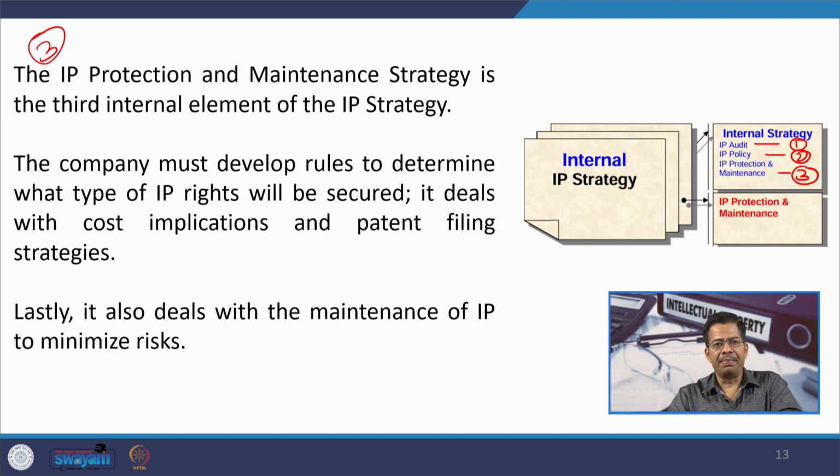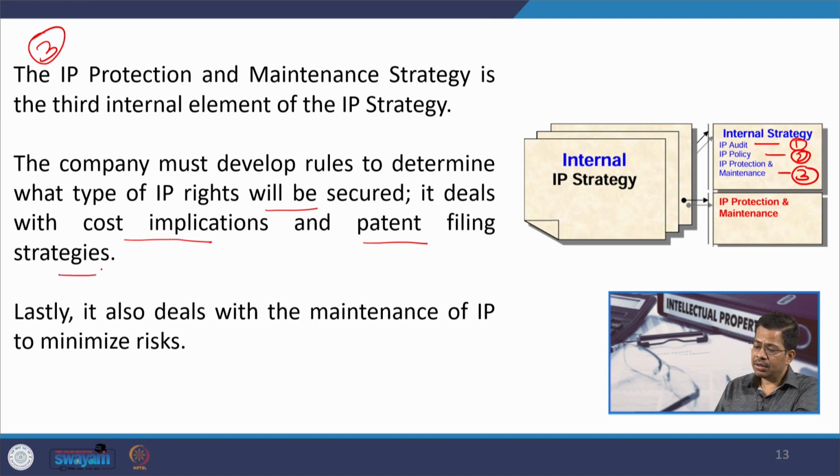The company must develop rules to determine what type of IP rights will be secured. It deals with cost implications and patent filing strategies. Because you have one organization where, let us say, 10,000 employees are working. Now 10,000 employees may be thinking of new ideas on a daily basis. So 10,000 new ideas are coming in, and 10,000 into 365 days becomes a mind-boggling number of IPs to file. So it will certainly have huge cost implications also. So you cannot do that really.